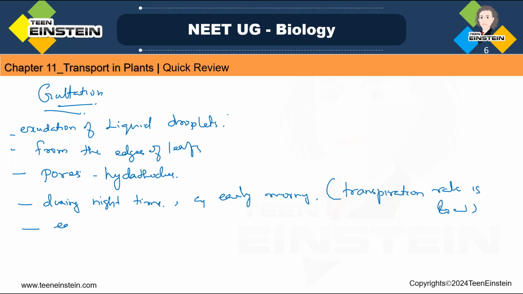So what is guttation? That is one question, and it is happening through the pores called hydathodes, and during night time and early morning guttation will be more because the transpiration rate is low at that time. Okay, and you might have observed this guttation on leaf edges: water droplets will be there in the early morning. So that is the guttation process, and it is more during night time and early morning. Clear?